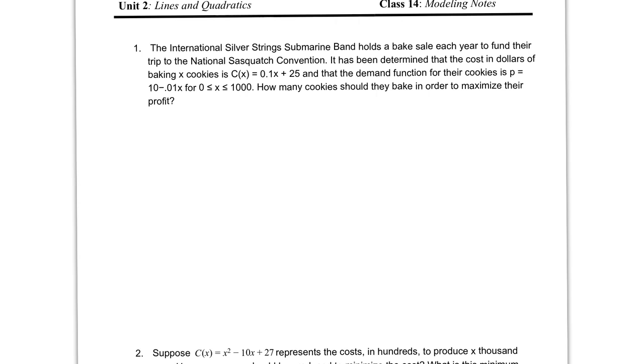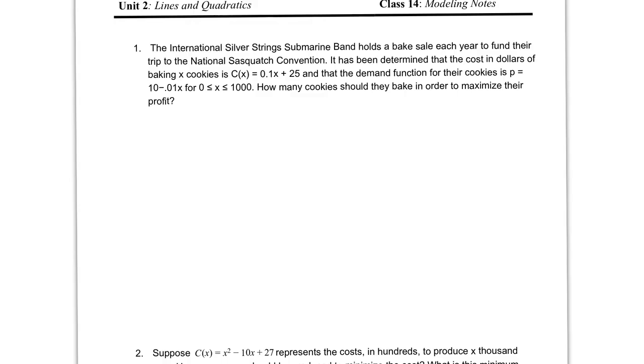So they've established a domain that basically represents where x is the number of cookies that they're going to produce, and C of x is the cost, and p represents the demand function, which means what price the market is willing to pay based on the number of cookies they produce. So if we want to know how many cookies they should bake to maximize their profit, okay?